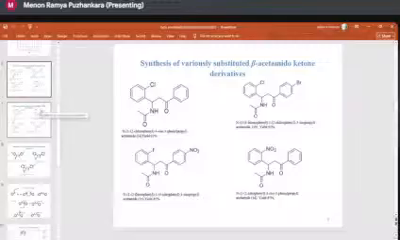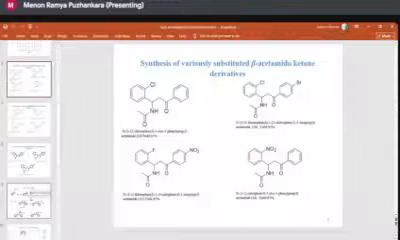Did you find any correlation between the nature of the substituent and the yield of the final product? Generally, electron-withdrawing substituents like chlorine and bromine have given very high yield compared to electron-donating groups. Okay. But here all are electron-withdrawing groups.